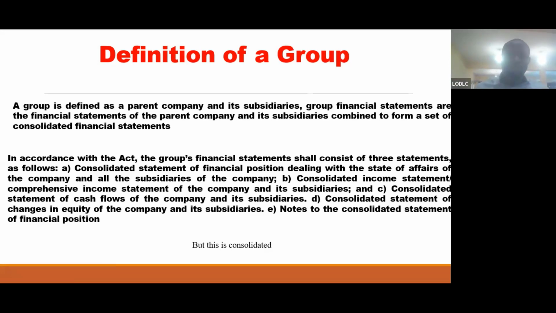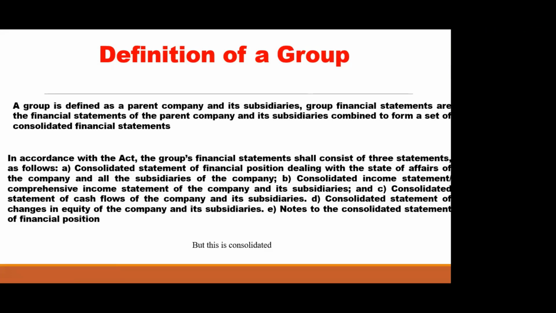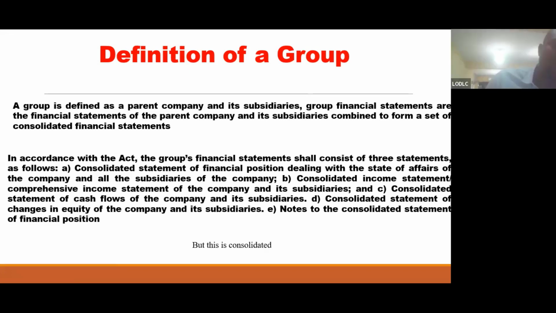So in accordance with the Act, and what I mean by the Act is the Companies and Allied Matters Act 2004, the group financial statements shall consist of the following statements. We have the consolidated statement of financial position, dealing with the state of affairs of the company and all of the subsidiaries. That is where we'll be talking about the assets, the liabilities, and the equity of that particular company. Then we have the consolidated income statement that talks about the profit or loss. How the organization makes its profit, or loss.